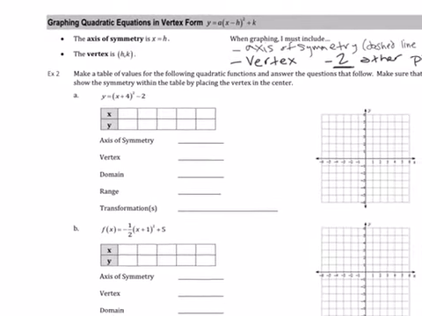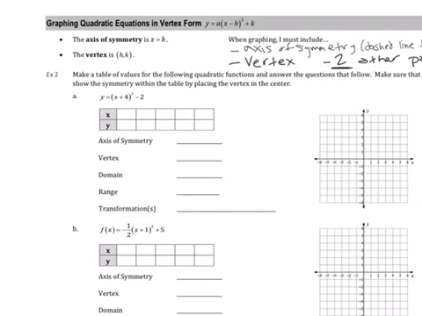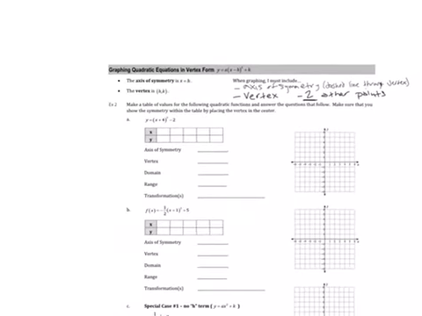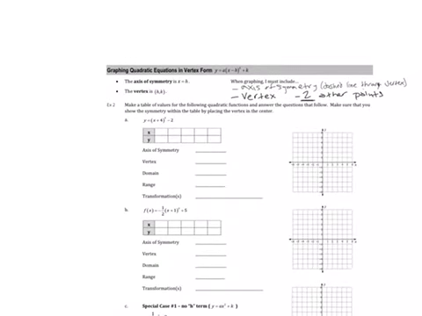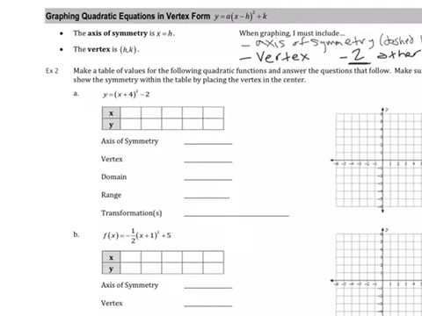Make a table of values for the following quadratic functions and answer the questions that follow. Make sure that you show the symmetry within the table by placing the vertex in the center. Okay? What they mean by that is let's make this center value, or this middle one right here, that's going to be our x and y of the vertex. That's what they mean. Okay?